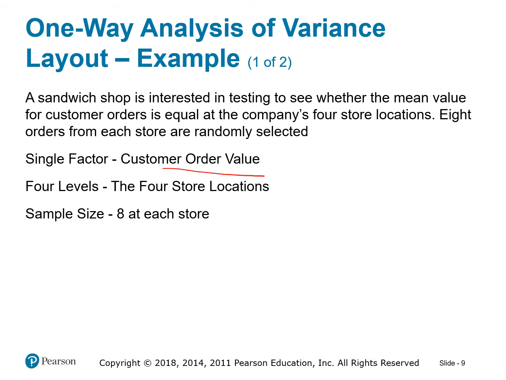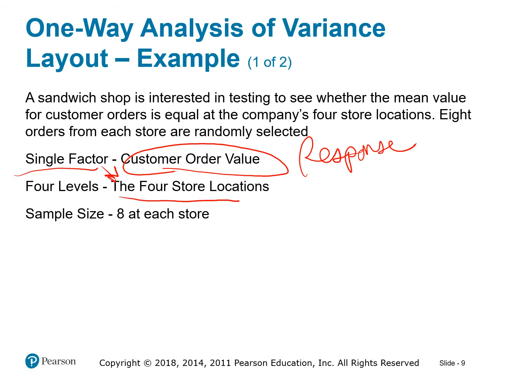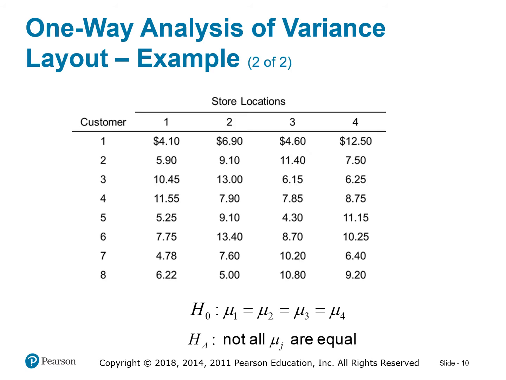So this is what we call our response. This is what we're trying to measure differences in. Our factor is actually the locations. And then the 4 locations are what make your 4 levels. And then the sample size is the 8 samples you took at each store. Sorry about that. Anyway, so notice how my factor is store locations.